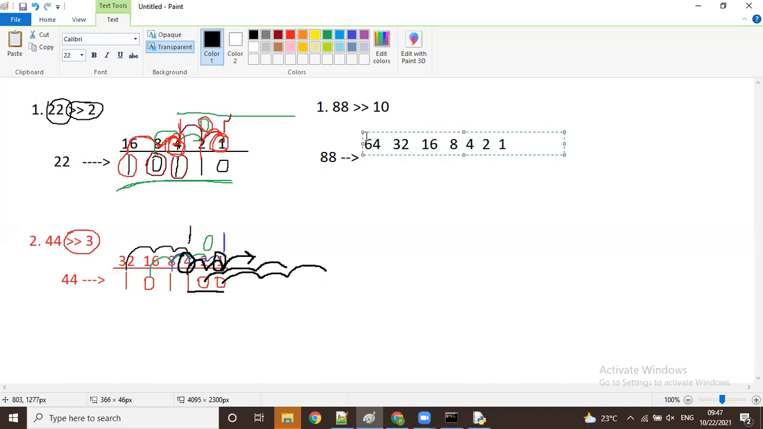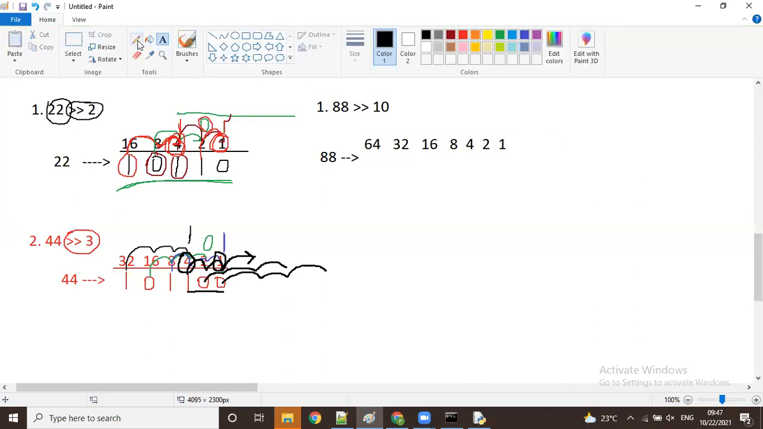Now to get the 88, what combination is required? For 64 required, 64 plus 32, how much? 96, right? No, it's exceeding the range. 64 plus 16, how much? 80, guys. 80 plus 8 is 88, that's all. Now 32 is not required, 4 not required, 2 not required, 1 also not required.